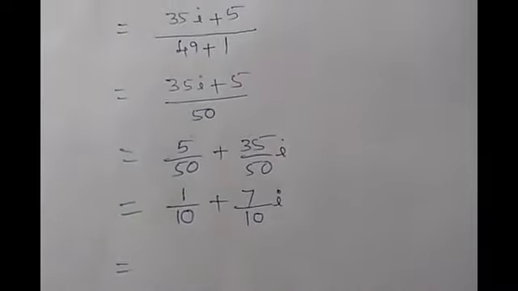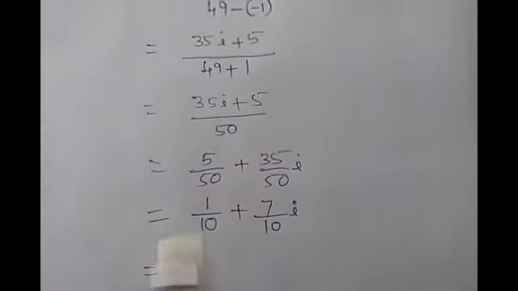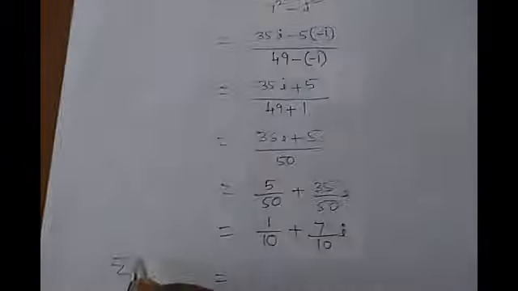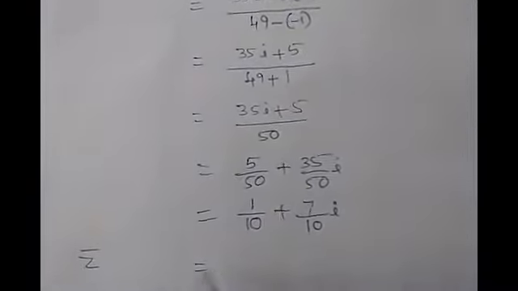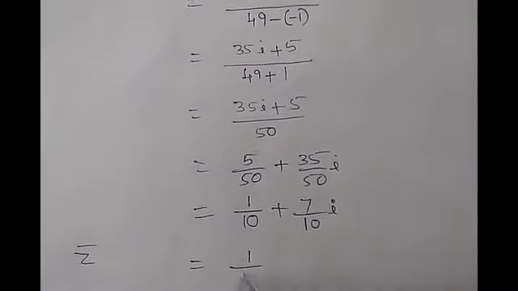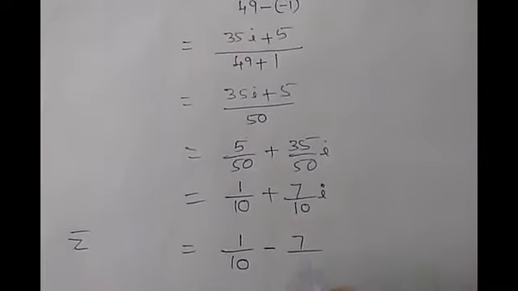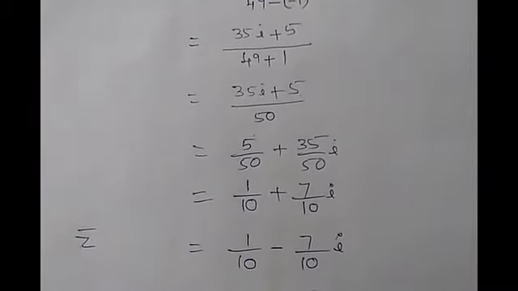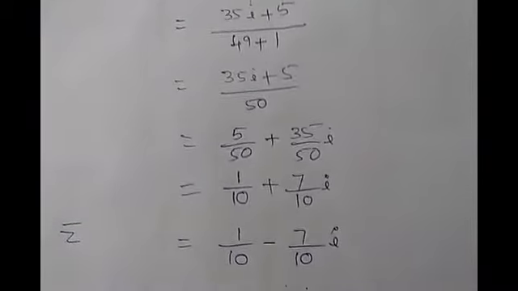Okay. The general form of the complex number. Now write the conjugate of the given complex number. What is the given complex number? Let us take z is equal to 5i by 7 plus i. Now what is z bar? Conjugate of z means what? z bar. So z bar equals 1 by 10 minus 7 by 10 i. Okay. This is the conjugate of the given complex number.